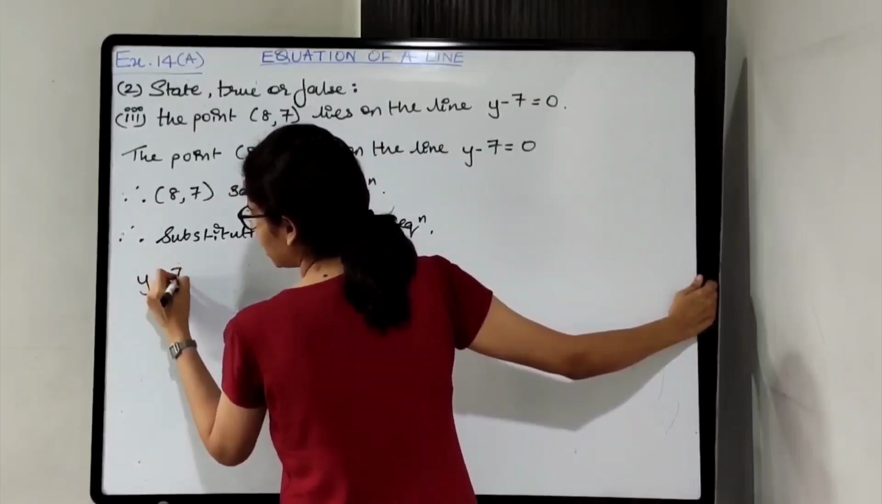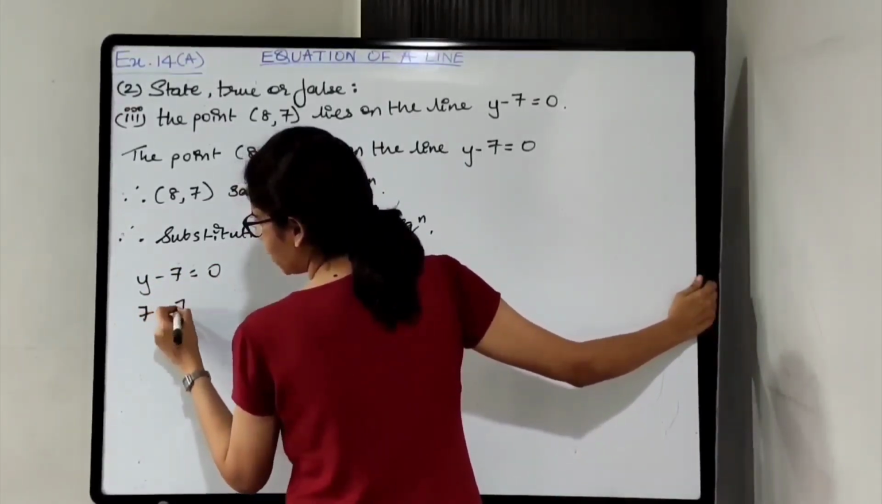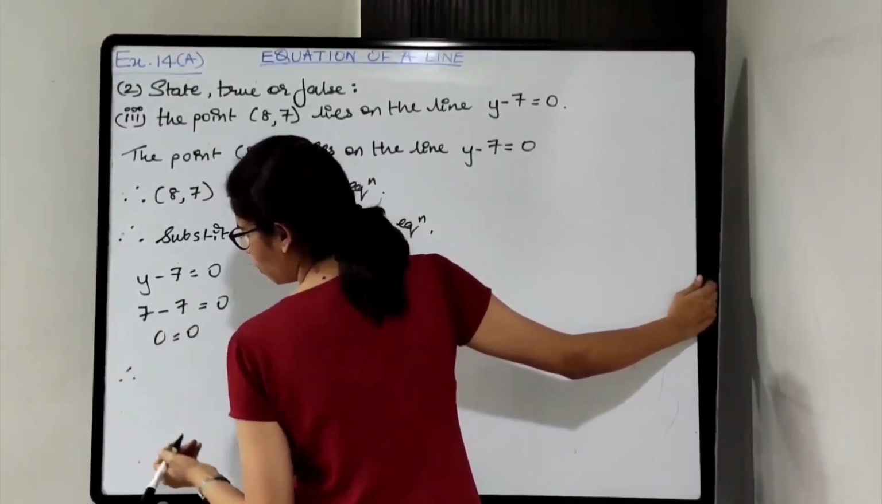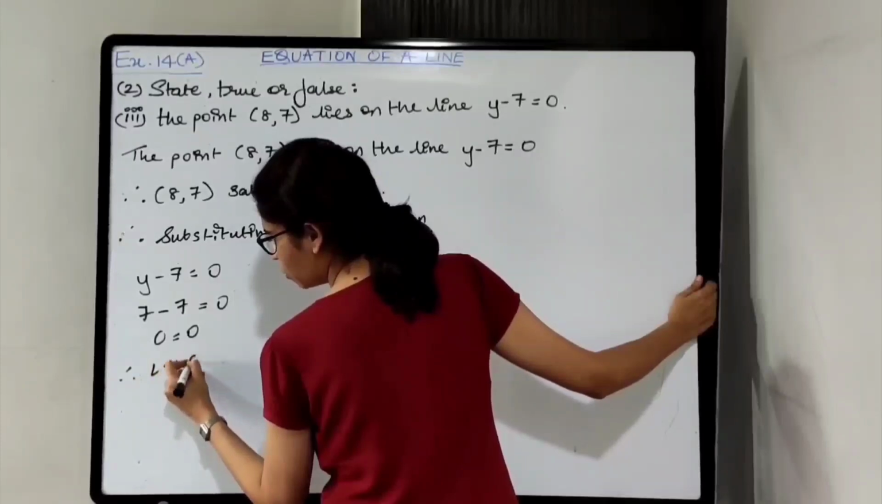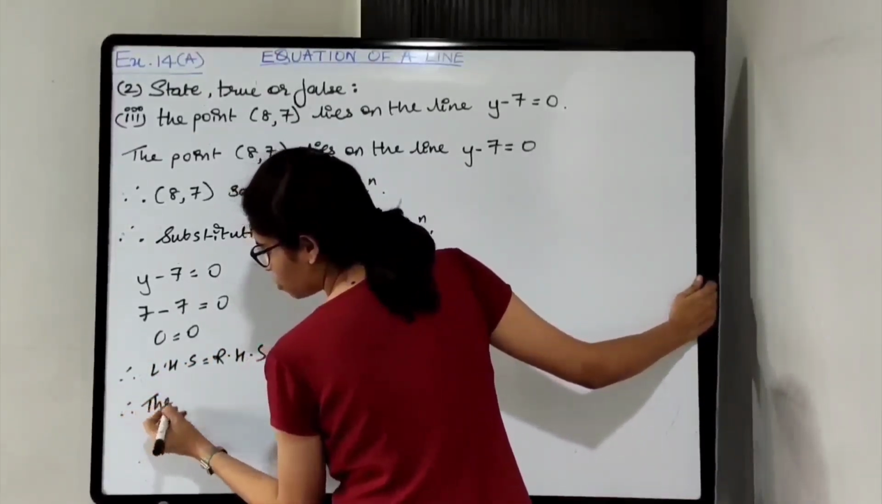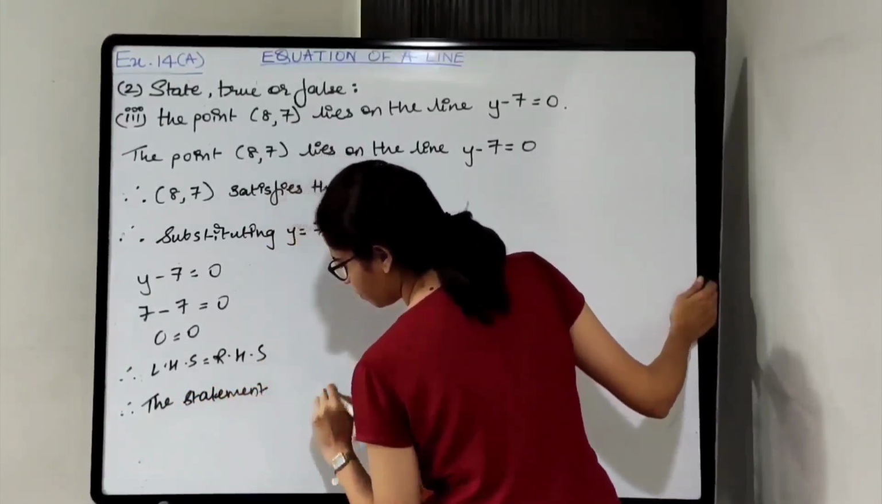So y minus 7 equal to 0 is the equation. Y 7 here. So 7 minus 7 equal to 0, that is 0 is equal to 0. Therefore LHS is equal to RHS. Therefore the statement holds true. Okay.